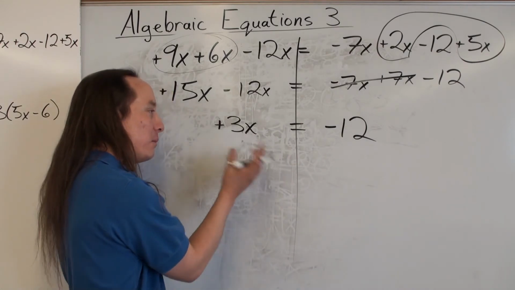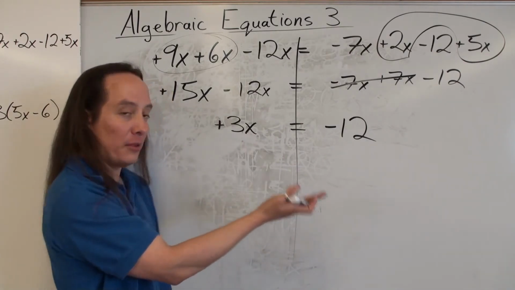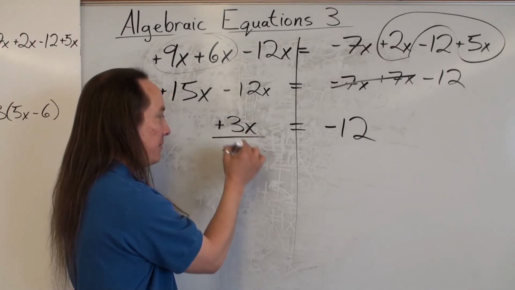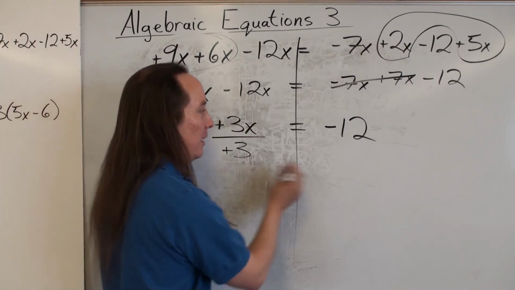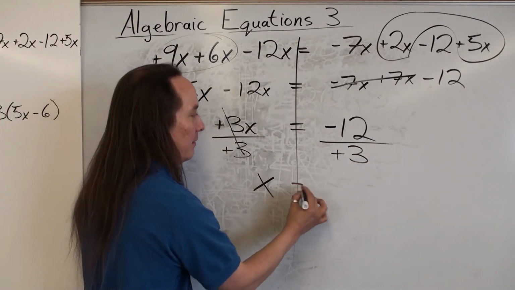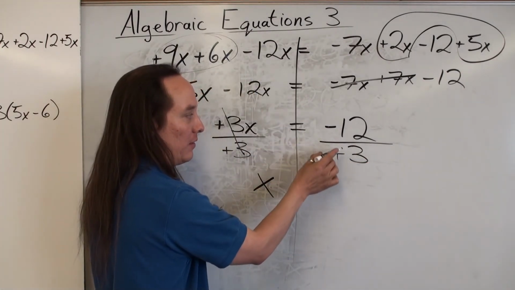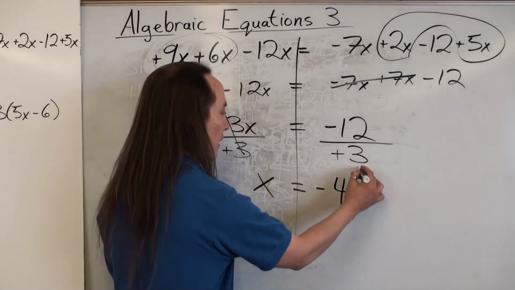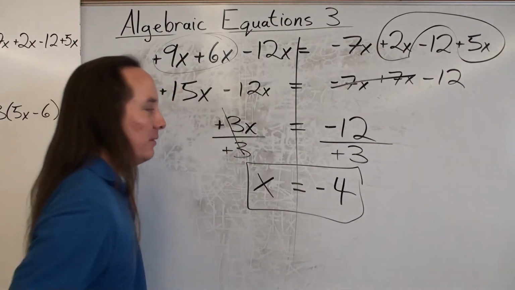So we'll divide, because these are multiplied, so we have to do the inverse operation, right? We'll divide by the same sign and the same number that we're trying to eliminate on both sides. We get x is equal to, negative divided by a positive is a negative. 12 divided by 3 is 4. So our answer is a negative 4.